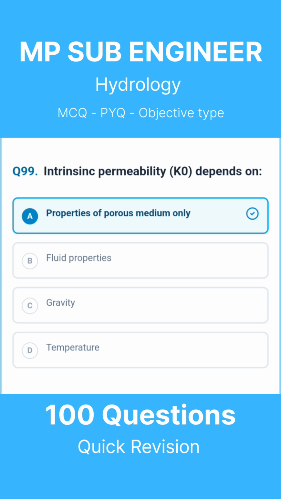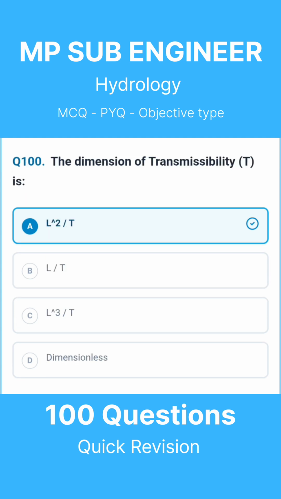Question 99. Intrinsic permeability K0 depends on. The correct answer is properties of porous medium only. Question 100. The dimension of transmissibility T is. The correct answer is L squared divided by T.